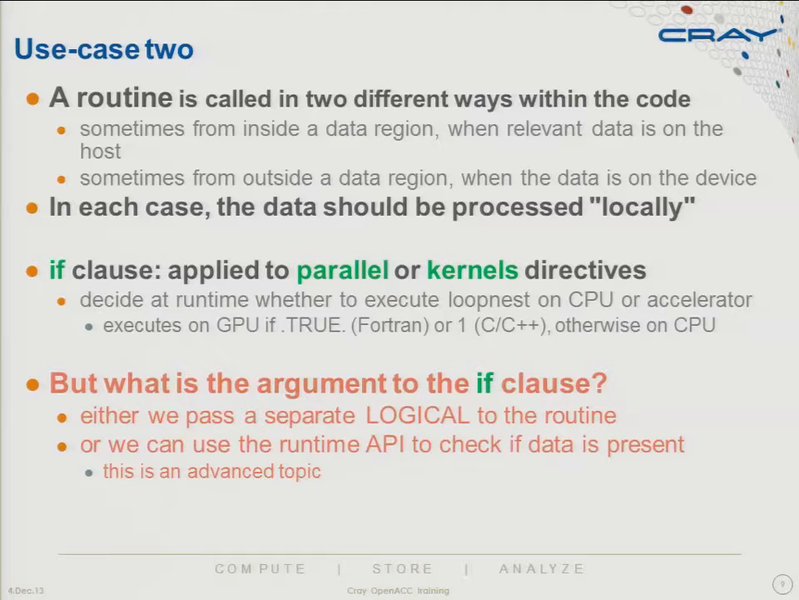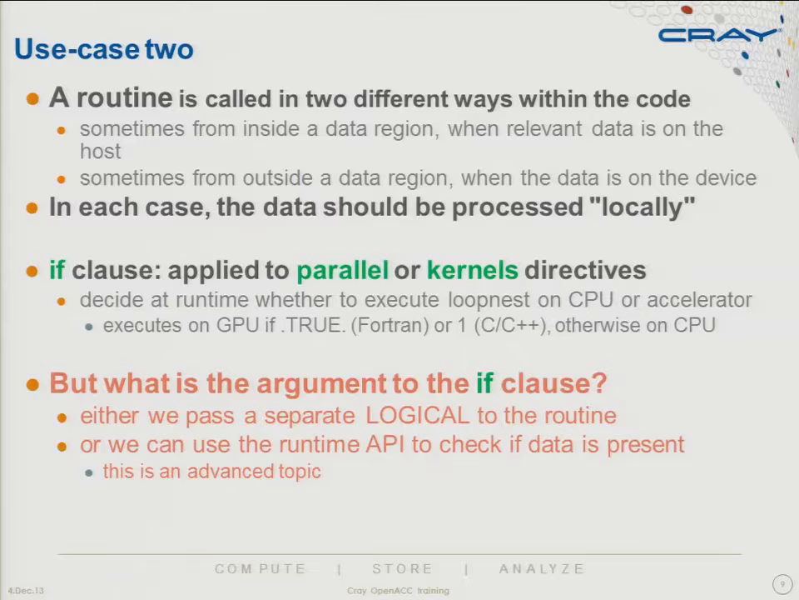Sometimes I'm going to call this routine, and the data is on the host, and I'd like to process the data on the host. Sometimes I'm going to call it, and the data is present on the GPU, and I want to process it on the GPU. How do I decide what to do there? Well, there's an if clause. An if clause can be applied to the parallel and kernels constructs, and I think the data regions as well. And you can decide at runtime whether to execute your loop nest on the CPU or on the accelerator. It executes on the GPU if it's true, otherwise on the CPU. So that's good, but the question here is what goes inside that if clause. If what?